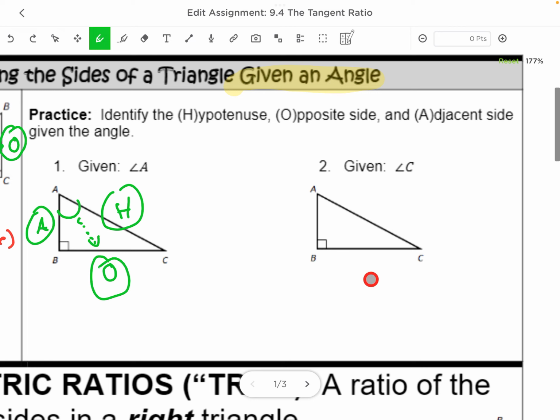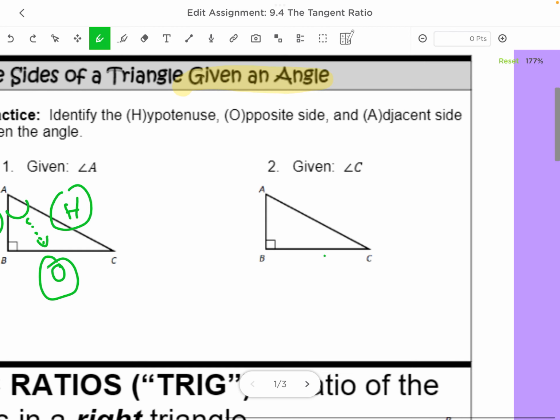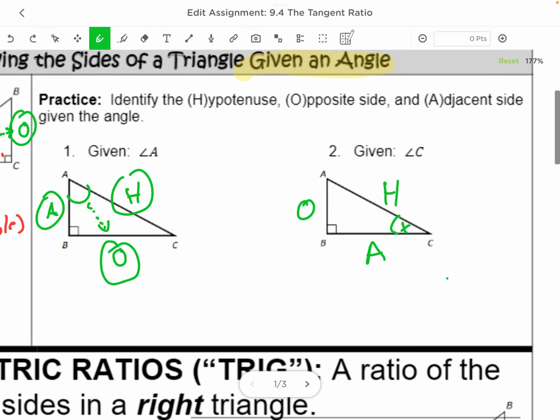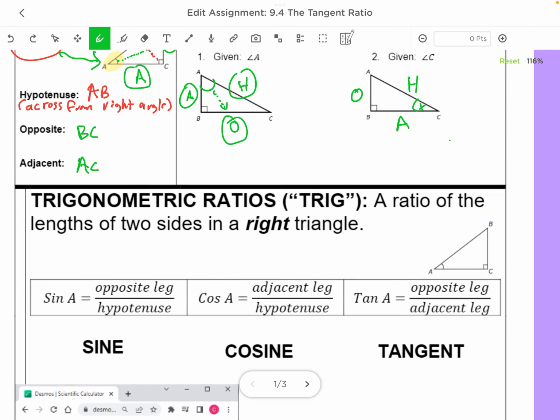Given that, let's see if you can get this next one. Given angle C, from this perspective, we know this one is the hypotenuse because it's across from that 90. From this angle, that's going to be the opposite side. If this is the hypotenuse and that's the opposite, this one has to be the adjacent. Let's put an X there because that's what we're trying to find. So that's our first part of practice. Go to Delta Math and practice this.